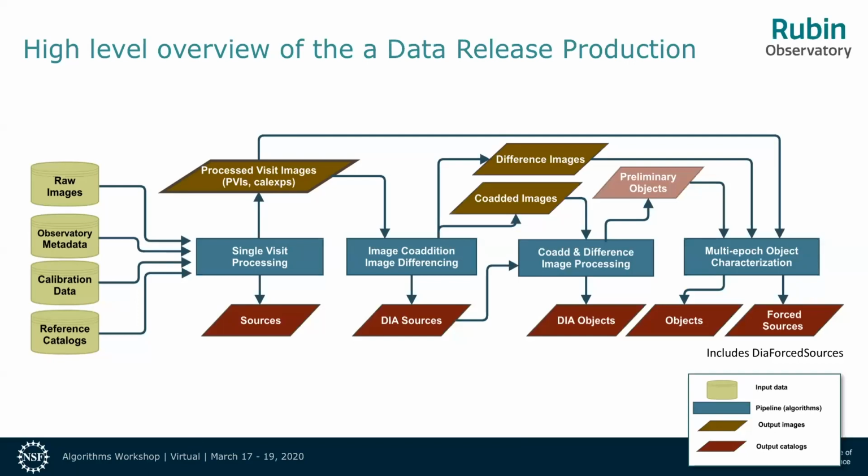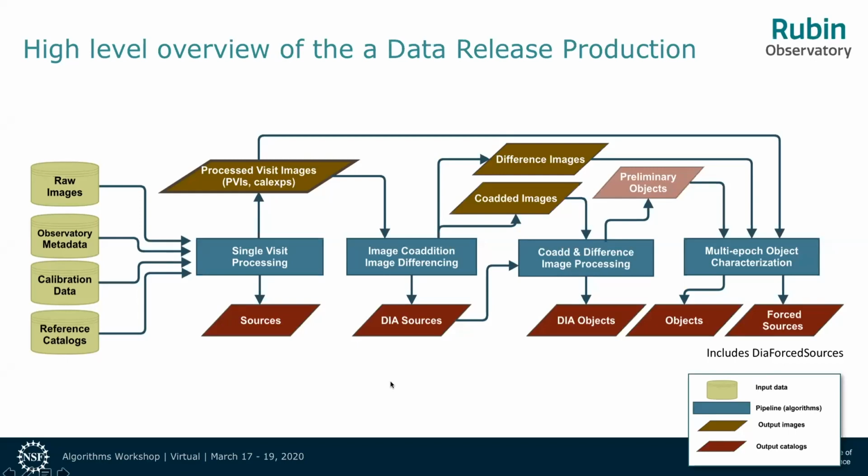So at a very high level, we take raw images, observatory metadata, calibration data, and reference catalogs as input. We run them through single visit processing, stacking, image differencing, coadd and difference image processing, and then finally multi-epoch characterization. The boxes at the top are our first-class image data products, and the boxes at the bottom are going to be our catalog data products.